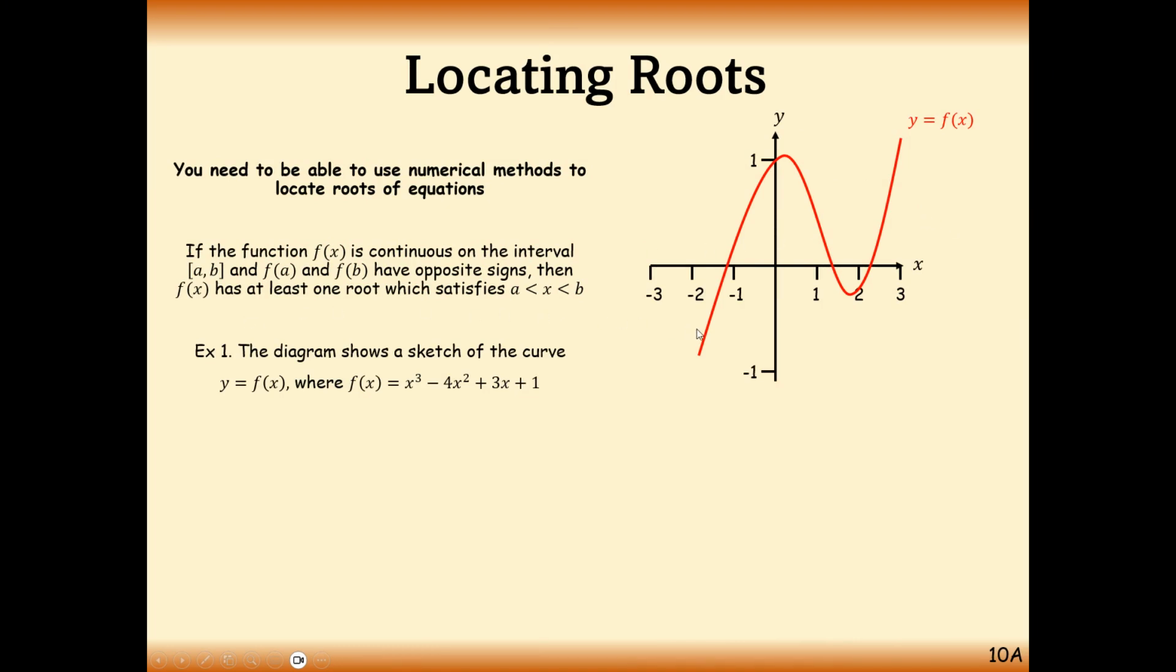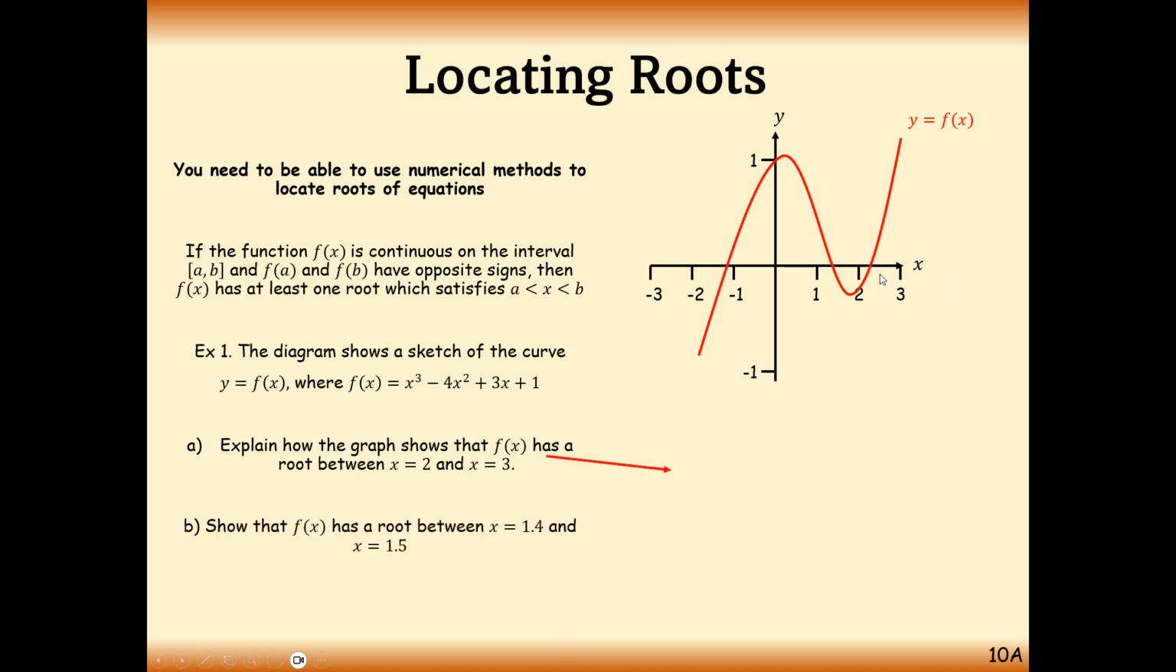Let's look at this first example. The diagram shows a sketch of a cubic function, and we are asked to explain how the graph shows that f of x has a root between 2 and 3. Well, we can see graphically that the graph crosses the x-axis at some point between x equaling 2 and x equaling 3, so that is where the root must lie. That simply answers part A of this question.